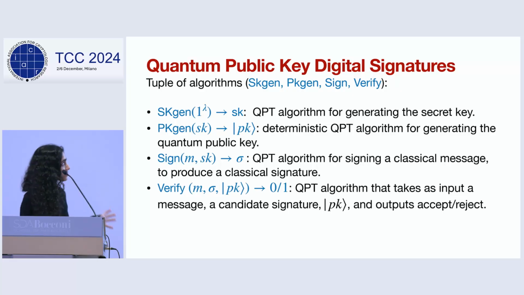So we introduce, or this has been introduced in prior work, but we focus on a quantum notion of DS schemes, which we call quantum public key digital signatures. And this is more or less similar to the notion of a classical DS scheme, but all the algorithms are QPT. And furthermore, the PKGen algorithm outputs a public key that's a quantum state, a pure quantum state, instead of a classical public key. These are the main differences.